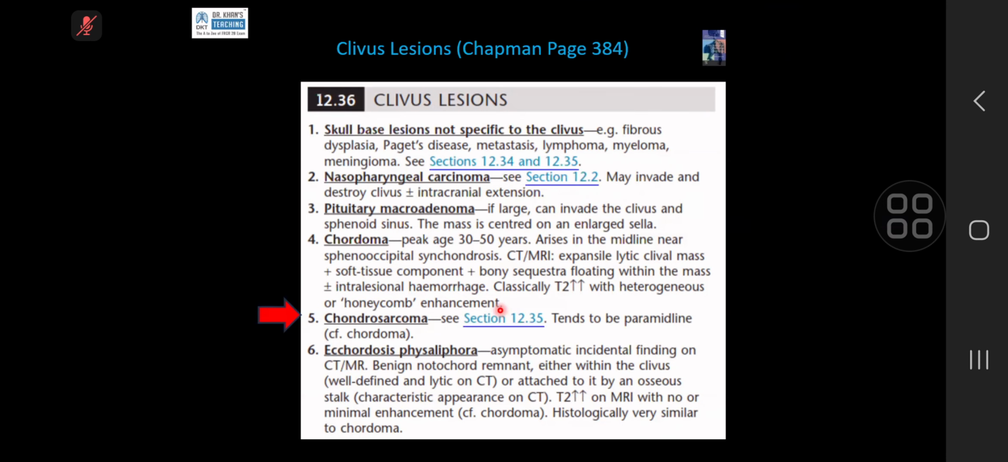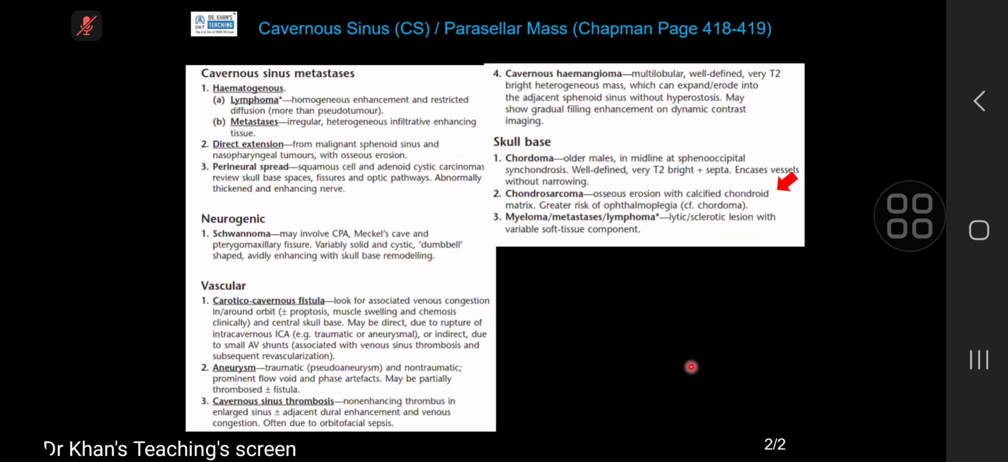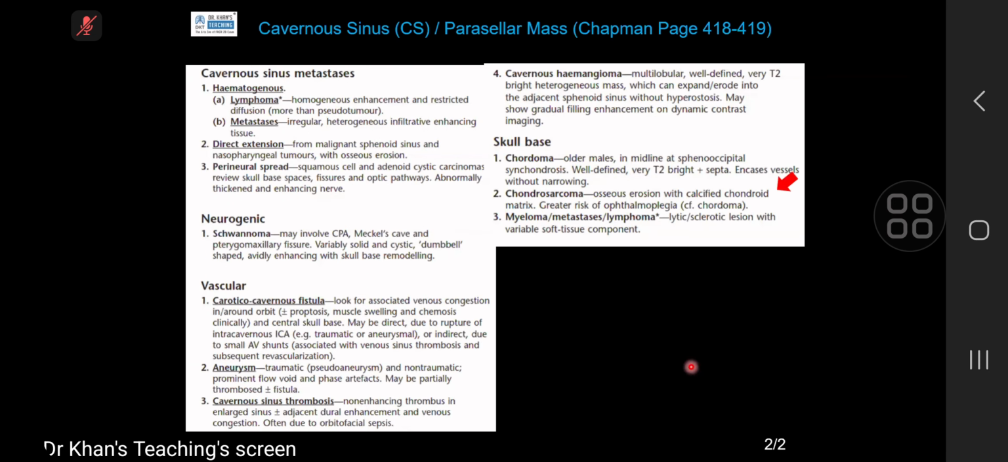Please remember that there are many synchondroses in the base of skull, and chondrosarcomas can arise from many. That is why it is also in your Chapman, given under clivus lesions also. The key point here is that chondrosarcomas tend to be paramidline and chordoma is midline. Our case also extended into the cavernous sinus, and chondrosarcoma is given in the differential of cavernous sinus or parasellar mass, which is common sense, where it can go. So let's go back to the case.